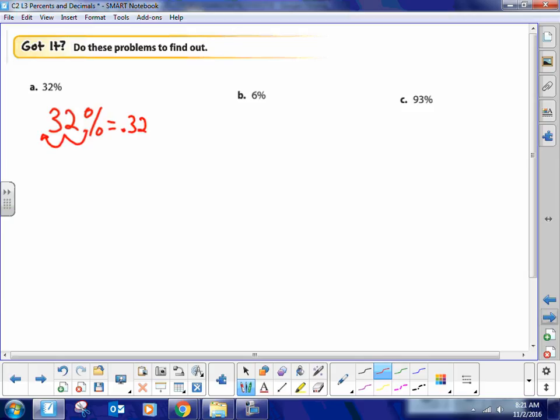This is equal to 0.32. That's 32 hundredths. That's the way you say it. Again, 6%. I have a decimal right here. If there's no decimal shown, it's at the very end. You move the decimal over 2 spaces to the left, and then you got 0.06, or 6 hundredths. It's important that we say that.